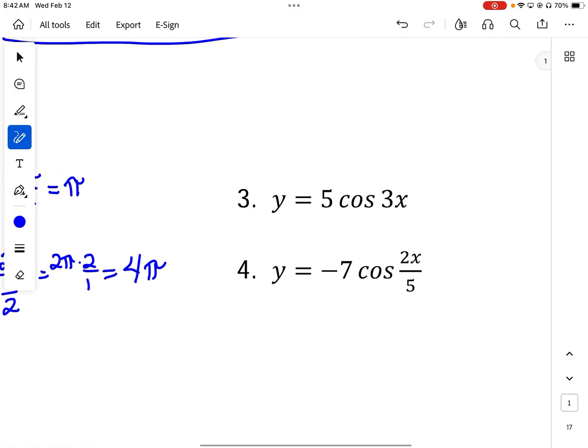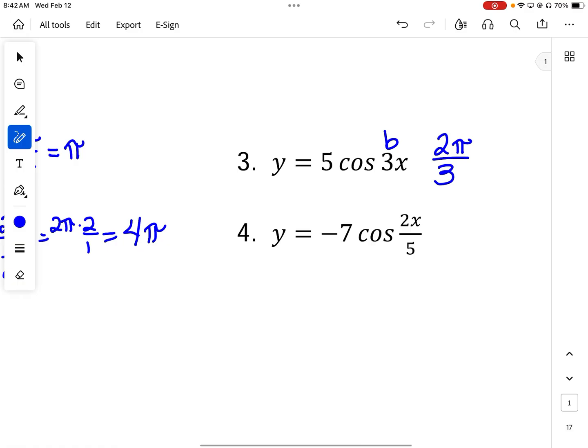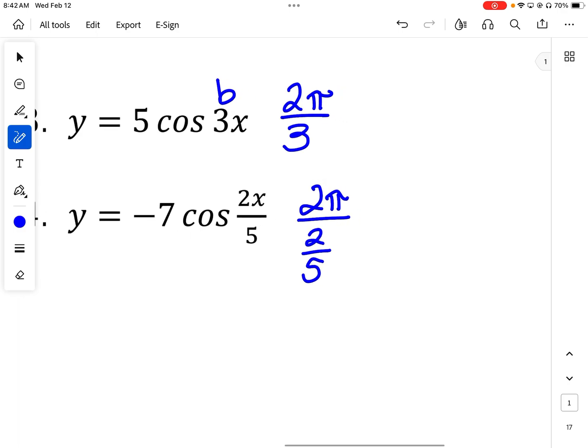Okay, number 3, we have B is 3. So to find your period, 2 pi over 3. Nothing we can do to simplify that, so we leave it. And then our last one, 2 pi over 2 over 5. That really means, when we simplify it, 2 pi times 5 over 2. So the 2's are able to simplify out, leaving us with 5 pi.